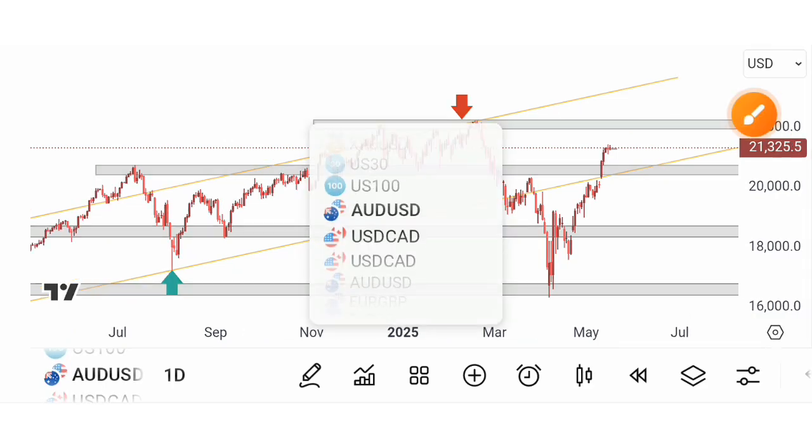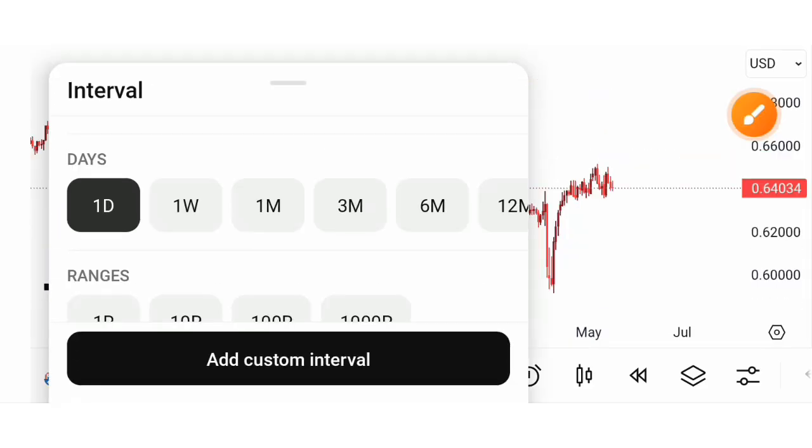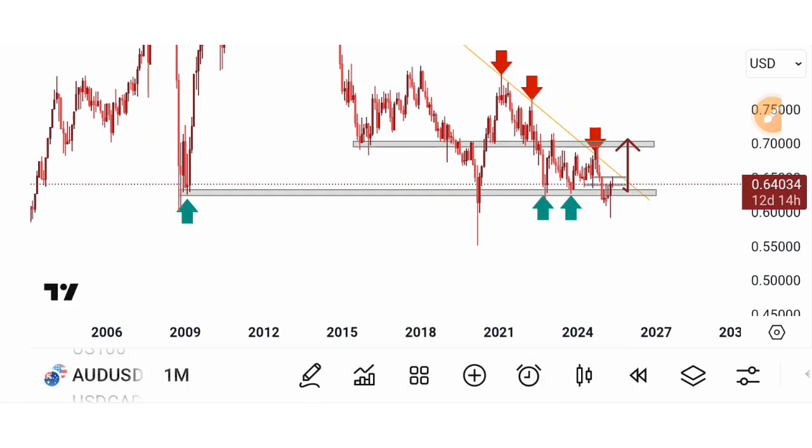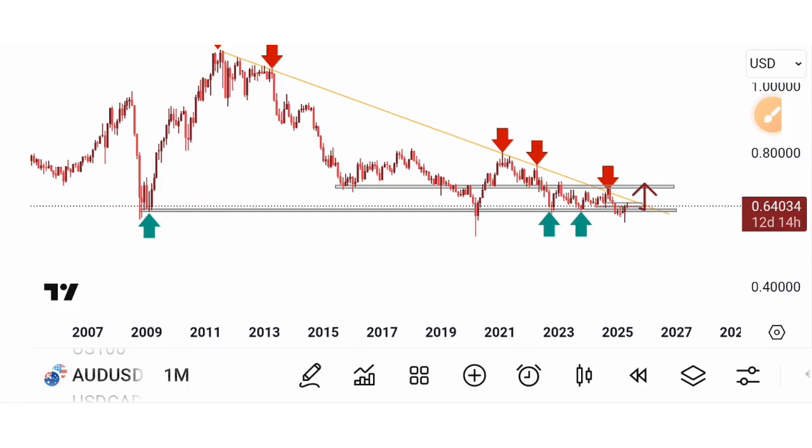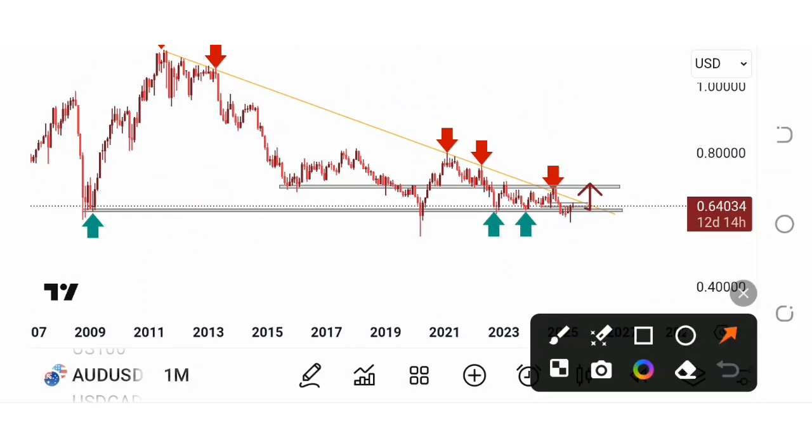Moving on to AUDUSD, I'm bullish on this market. Let's go to the monthly time frame. So the reason for me to be bullish on this market is simply because this market is just coming from an area of significance. This particular support over here, a very interesting support, by the way.